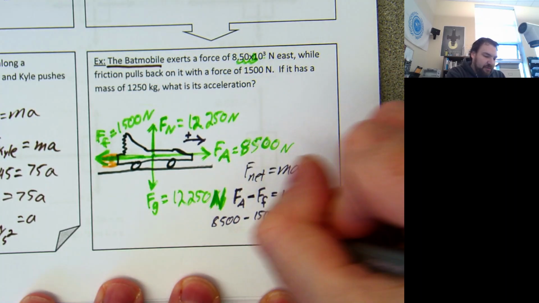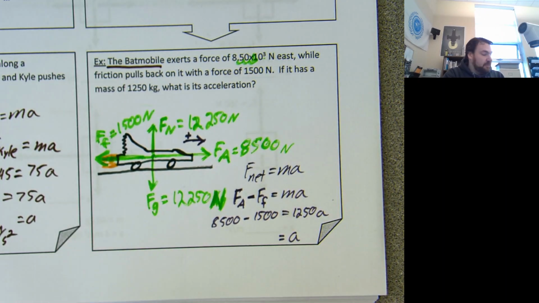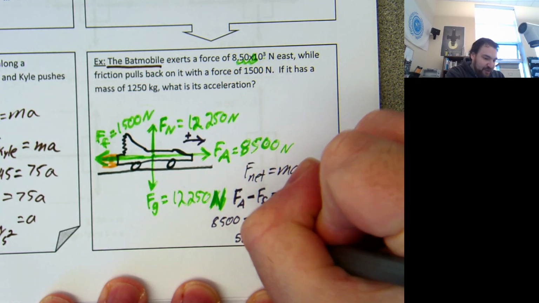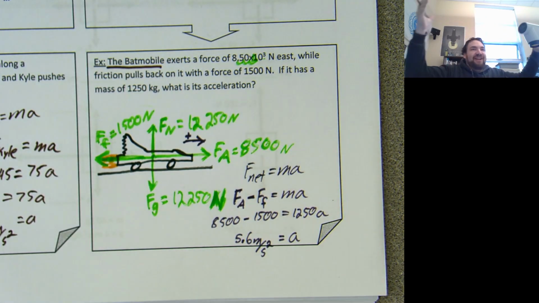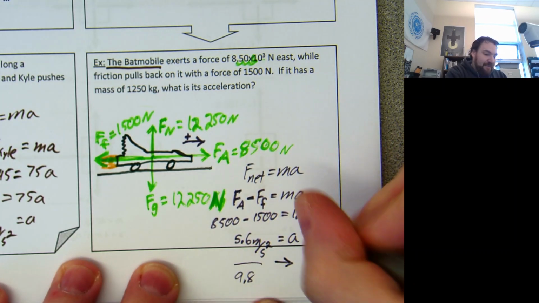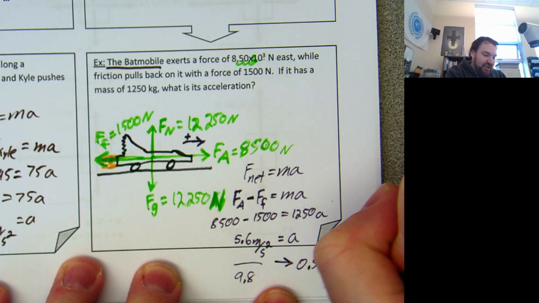What's the acceleration of the Batmobile? 5.6 meters per second squared. And just to pull it all together, the very first thing we talked about today was the idea of G-forces. How many G's is the Batman experiencing right now? 0.57 G's. You divide that by 9.8, and you're going to find the Batman is experiencing 0.57 G's.